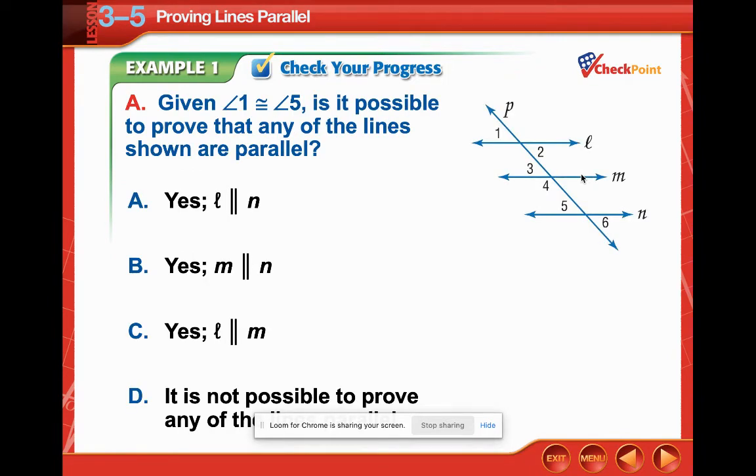So, given that angle 1 is congruent to angle 5, is it possible to prove that any of the lines shown are parallel? Would you guys take a second, pause the video, and think about this? Maybe backtrack a little bit and come up with the correct answer. I'm going to stop talking for about 5 seconds.